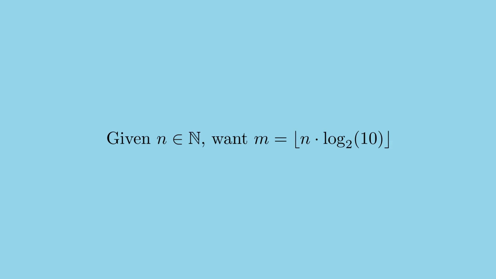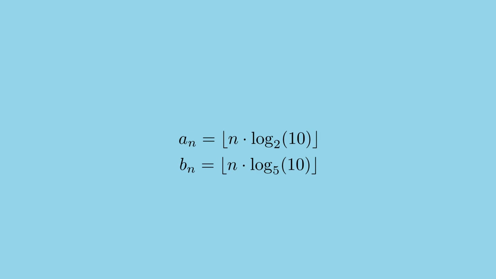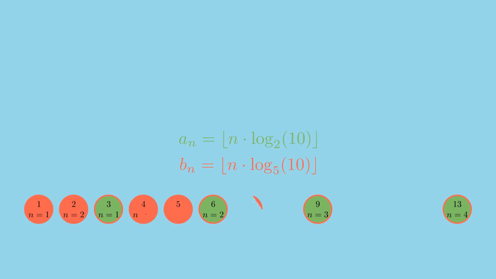And similarly, the sequence of exponents with the 5s is the floor of n times log base 5 of 10. So it appears that these two sequences cover every natural number exactly once, as n ranges over all natural numbers. Here we see that 3, 6, 9, 13, and so on are covered by the first sequence, and 1, 2, 4, 5, 7, and so on are covered by the second sequence.